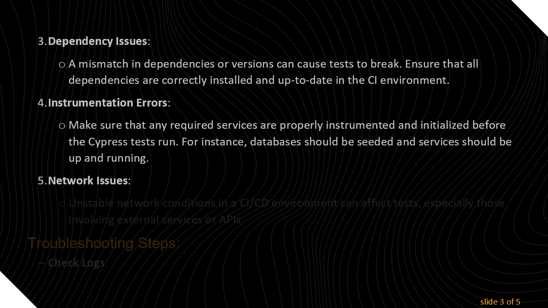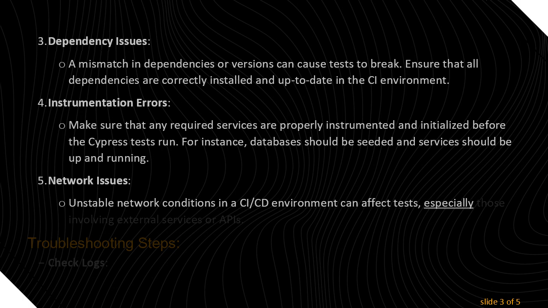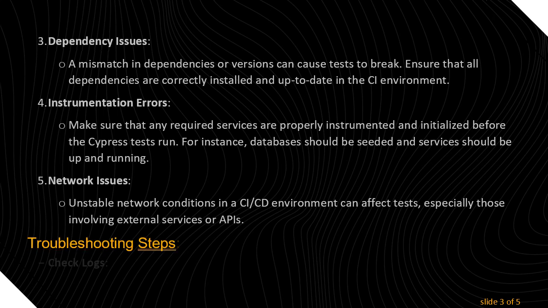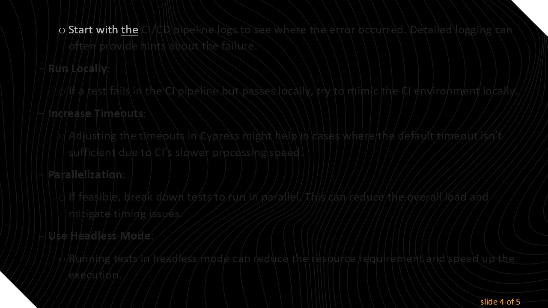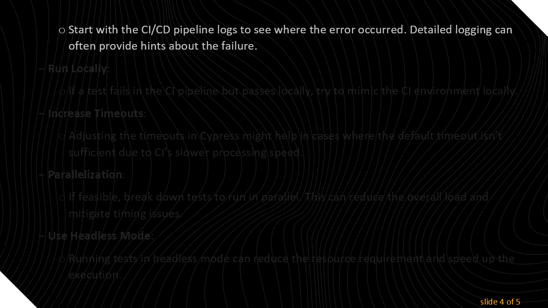Network issues. Unstable network conditions in a CI/CD environment can affect tests, especially those involving external services or APIs. Troubleshooting steps. Check logs. Start with the CI/CD pipeline logs to see where the error occurred. Detailed logging can often provide hints about the failure.